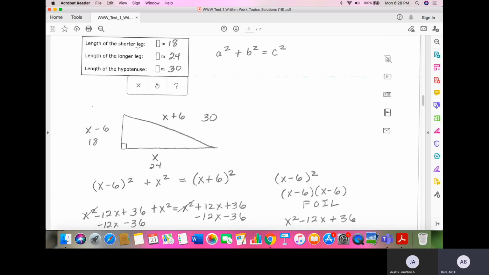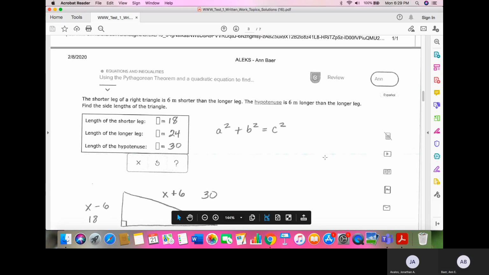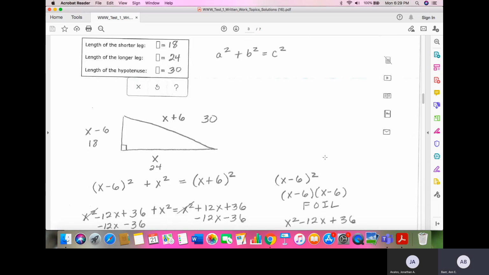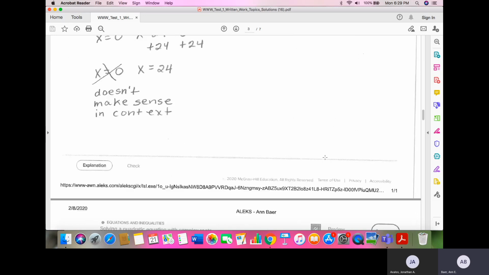The length of the shorter leg is 18. It's shorter because it's 6 smaller than 24. So that's the length of the shorter leg. The length of the longer leg is 24. And the length of the hypotenuse is 30. Does anybody have any questions on this written work topic number 3? You're more than welcome to ask questions.